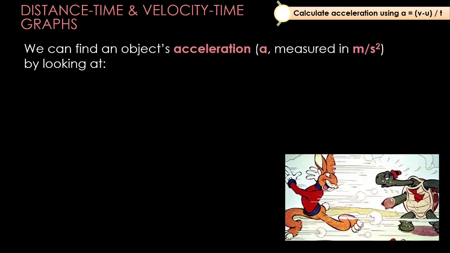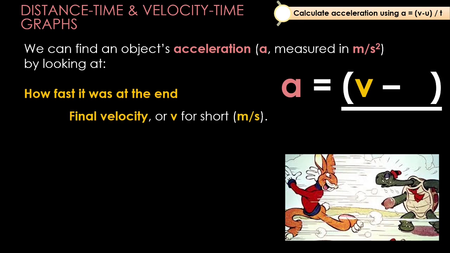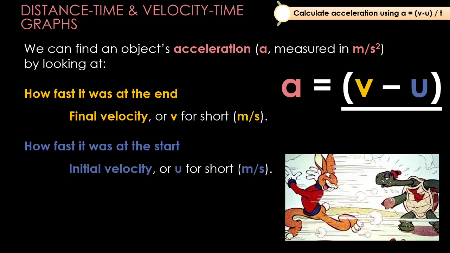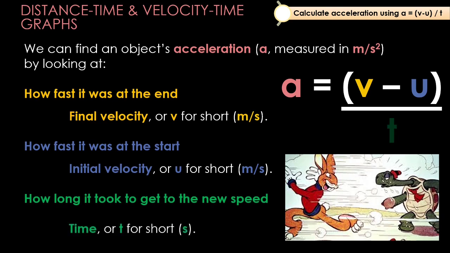Now, we call acceleration a. Acceleration is measured in meters per second squared. And like I said, we need to know how fast it was at the end of the time period we're looking at. We call that v. Final velocity, we call that v for short. That's measured in meters per second. We also need to know how fast it was at the start. We call that the initial velocity. Initial just means the beginning, like your initials, they're the beginning letters of your name. Initial velocity, we call that u for short. That's also measured in meters per second. And the last thing we need is how long it took to get up to the new speed. That time, t for short, is measured in seconds.